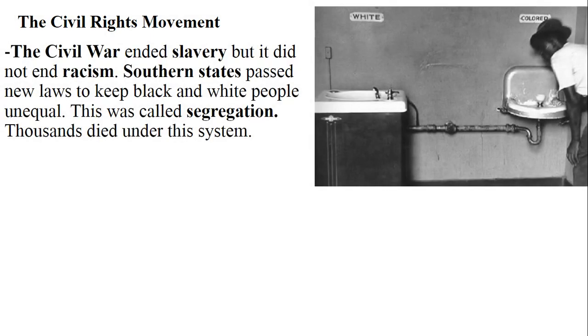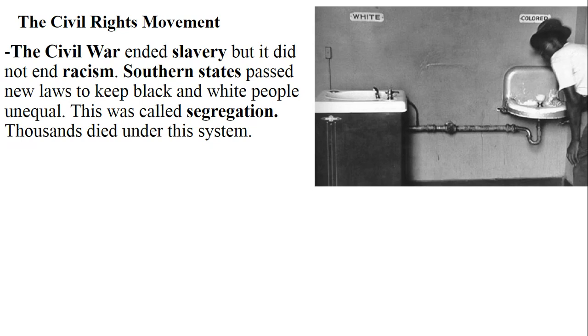So the Civil War ended in 1865, and this ended slavery, but it did not end racism. Southern states passed new laws to keep black and white people unequal. This was called segregation. Thousands died under this system as groups like the KKK, the Ku Klux Klan, formed by former Confederate soldiers at the end of the Civil War, fought to keep segregation in place. This killed thousands of black Americans.